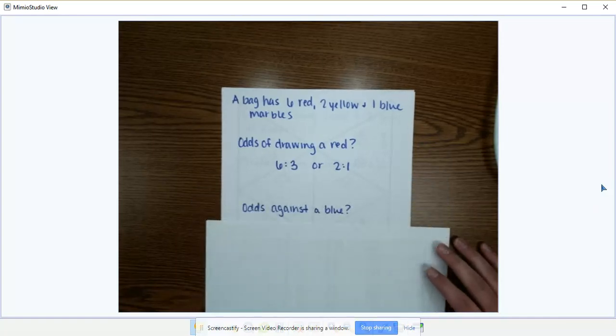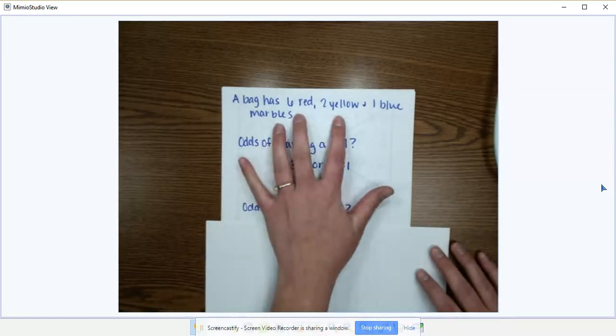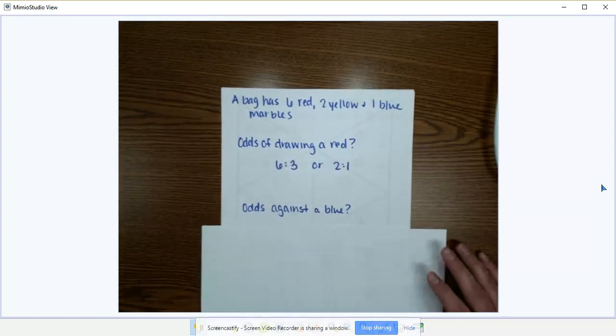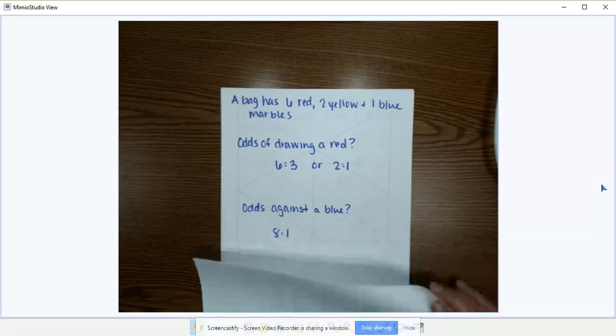How about odds against a blue? That means we want anything that isn't blue. So that would be red and yellow. There's a total of 8 of them. And then our favorable one would be a blue. So 8 to 1.